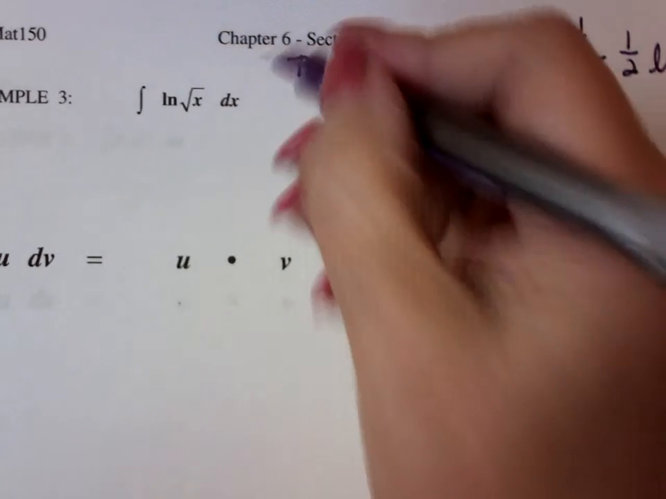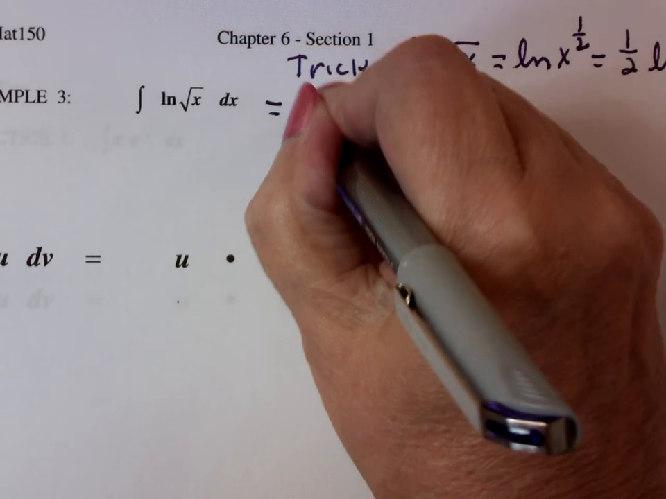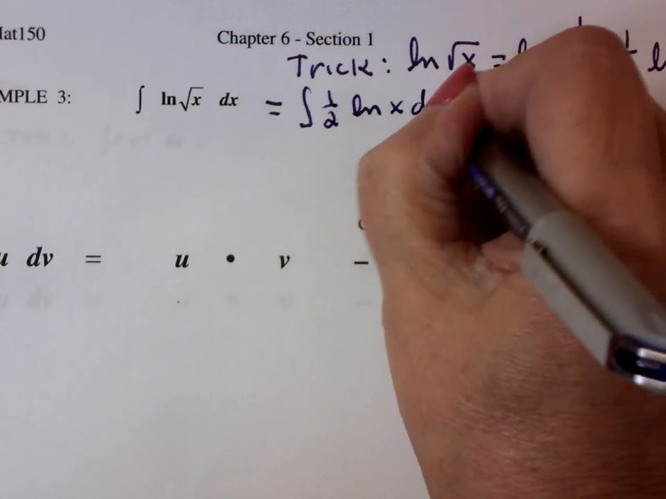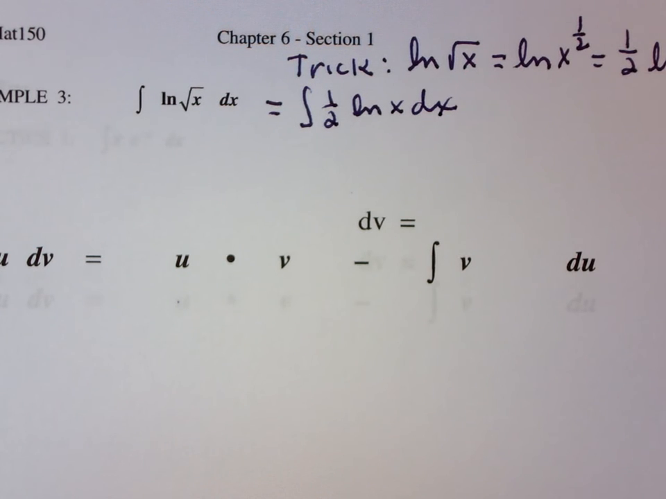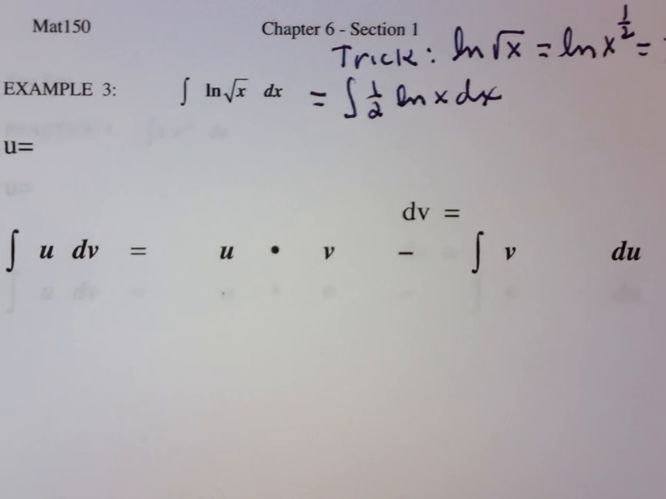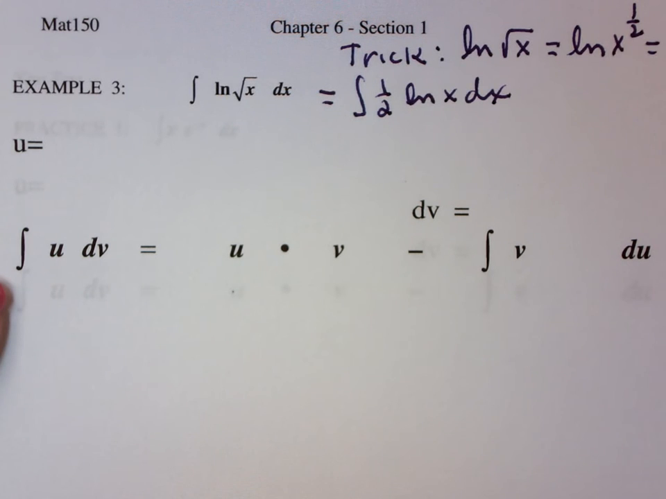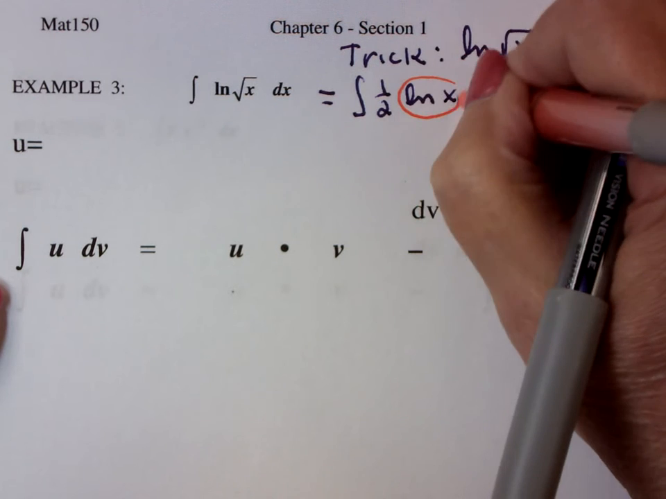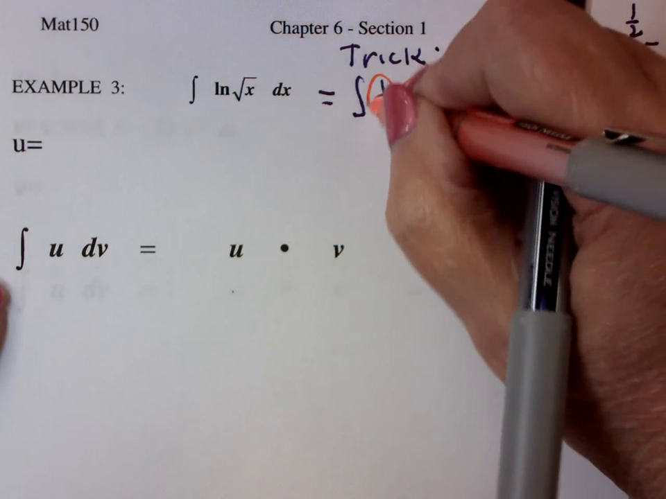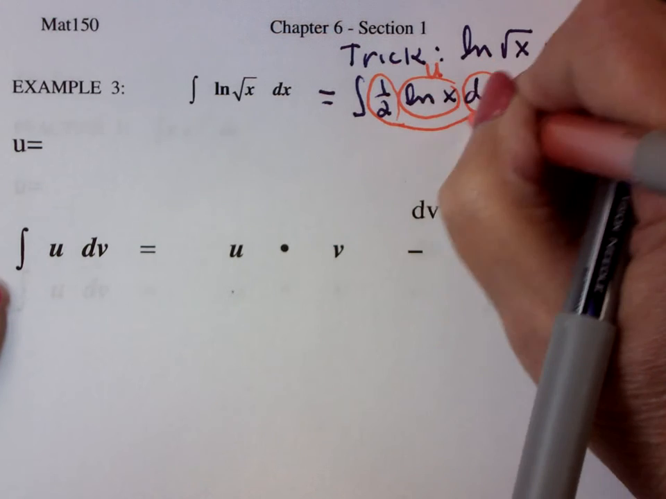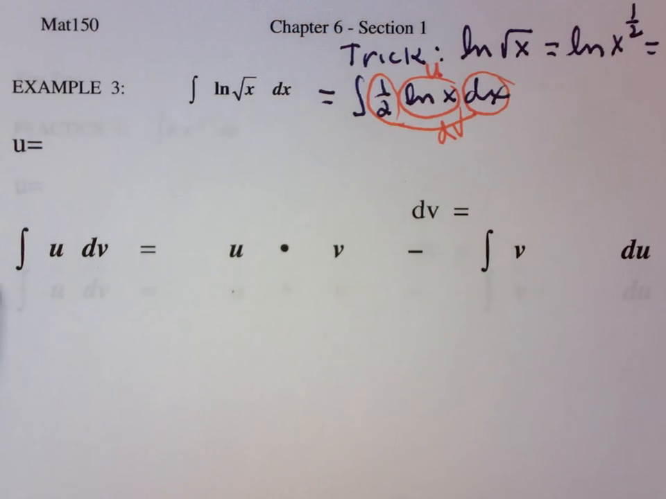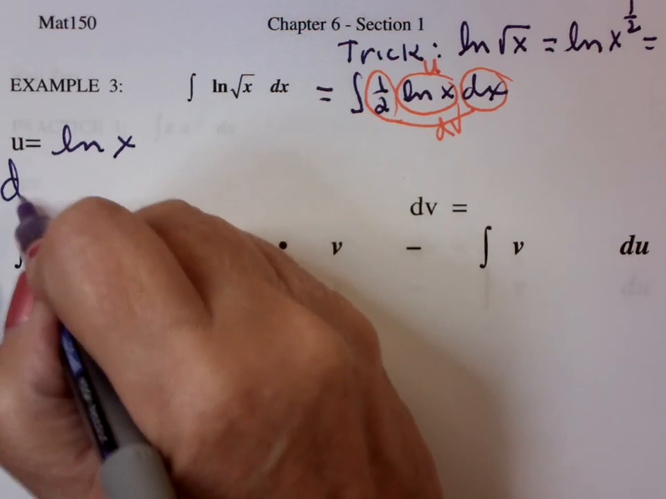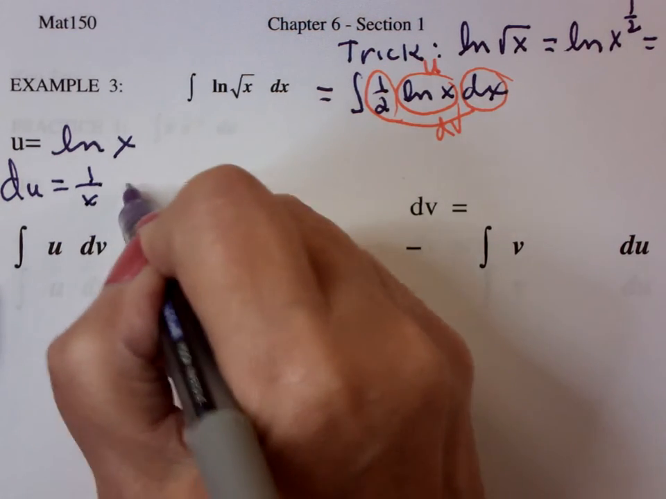So I'm going to rewrite my integral using my trick as the integral of 1/2 natural log of x dx. Saves you a world of hurt. Now what's u? Who gets differentiated? Natural log of x. And who gets integrated is what's left over, 1/2 dx. So u is the natural log of x, so that du is 1 over x dx.